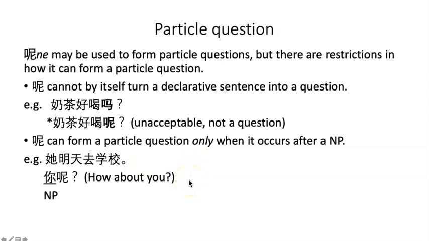你呢? What about you? In this case, we can add 呢 after the noun phrase, and particularly a pronoun here, realizing this noun phrase. 你, we can consider that as a noun phrase. So after the noun phrase adding 呢, how about you? Then we can consider that as a particle question, 你呢? However, in other circumstances, like in this previous example, 呢 cannot be used to turn a declarative into a question. It is not a full-fledged question particle.